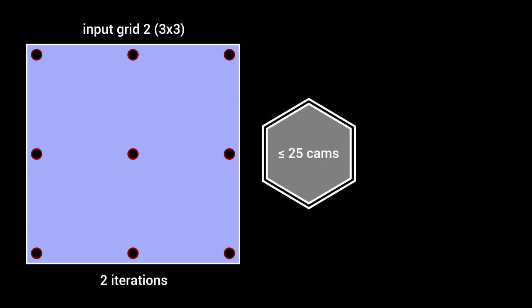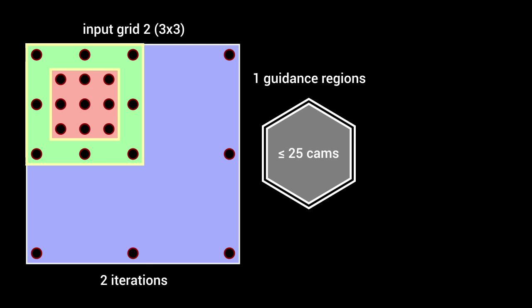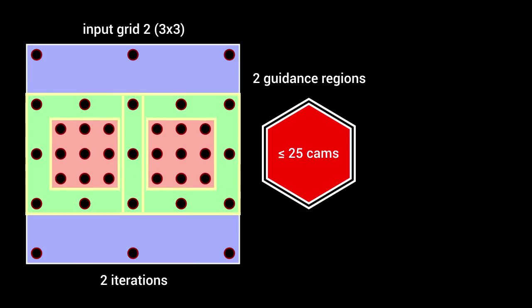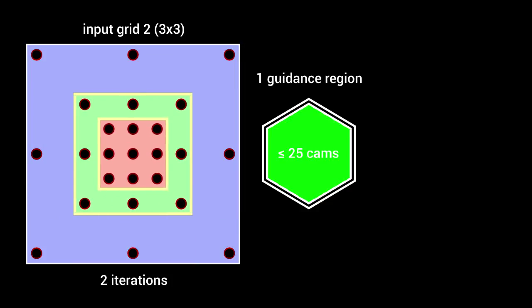The maximum number of guidance regions for the second iteration is 4, and the guidance count is decreased iteratively until a valid configuration is found at a single guidance region. Thus, the result of our automatic code estimation is that 2 iterations and 1 guidance region are best.